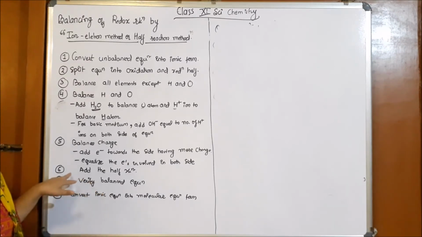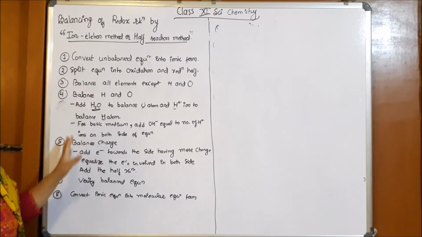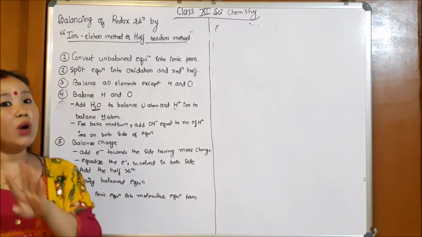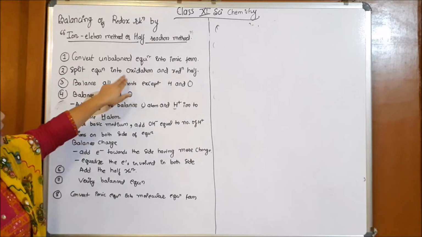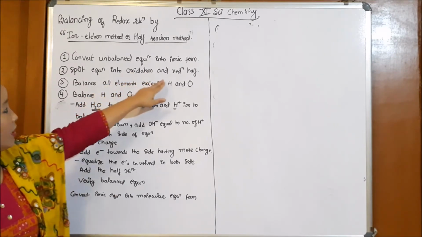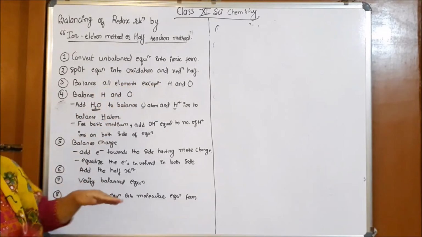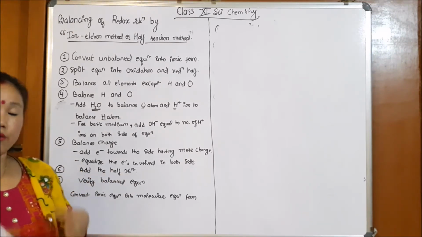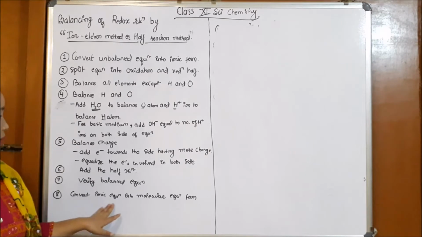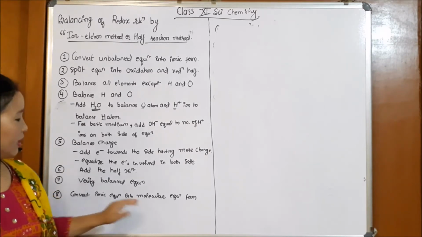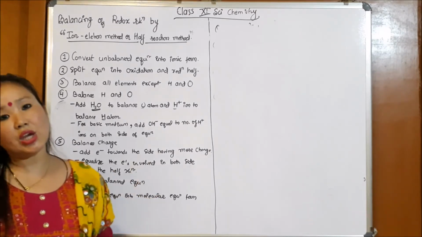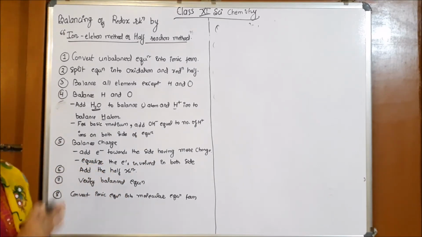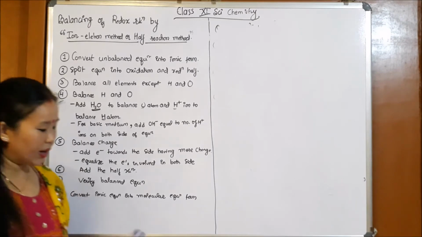The next step: after balancing charge, hydrogen and oxygen, you need to add the two half equations, because we had split them. In step 6 we add the two equations, then again verify once that the equation is balanced. If it was given in molecular form, we again convert that ionic equation into molecular equation. Okay, now let us discuss one question.